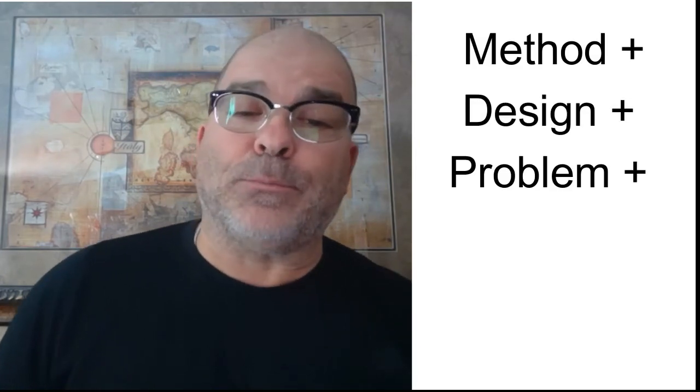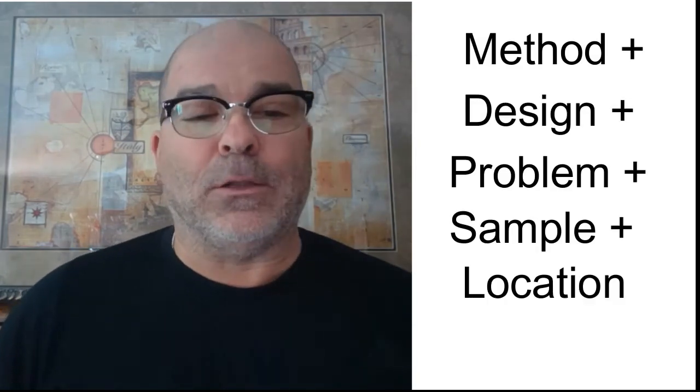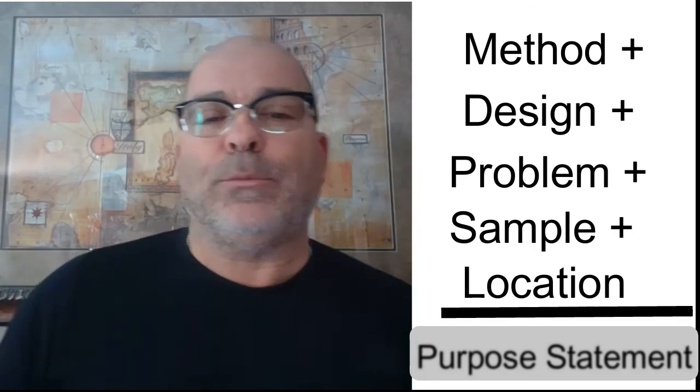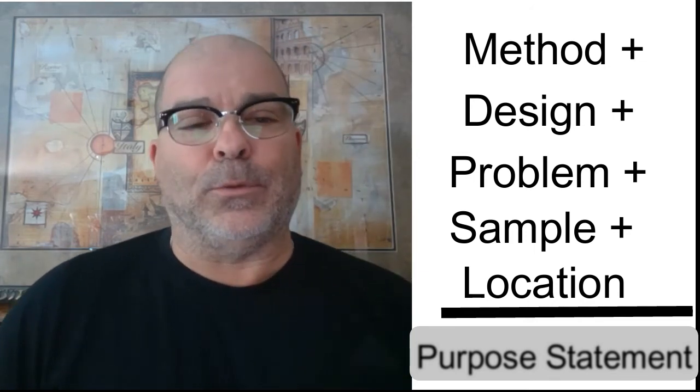All right, now we're going to transition to part 2 of this discussion. And before we get into creating your own problem, purpose, and research question, let's talk about a simple way to articulate the purpose statement. We can look at it as a mathematical formula where the purpose equals the method plus the design plus the problem plus the sample plus the location. And as long as you have those elements in there, you should be able to construct a concise and clear purpose statement.